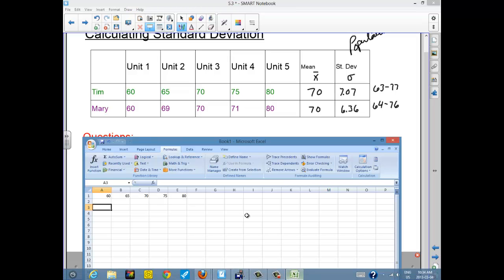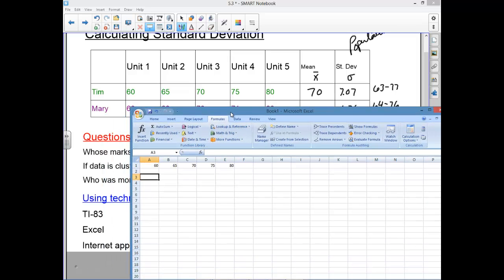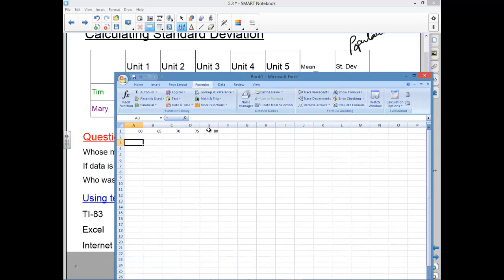So I already have Excel loaded. I've entered in Tim's marks here. And at this point I'm only going to use Tim's scores, since we should get the same thing back. So after we've entered in all of his test marks, I go to Formulas. Here you see Auto Sum. Well, that's the last formula that's there. I don't want that one. I'm going to go down to More Functions.